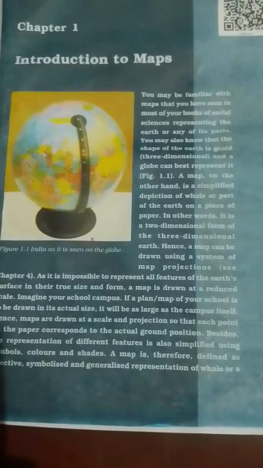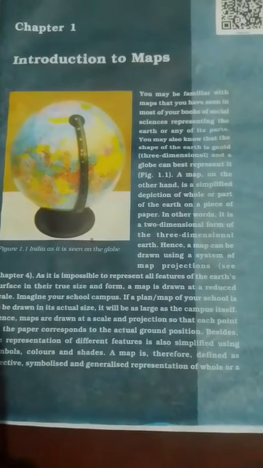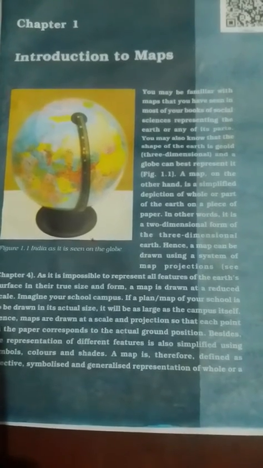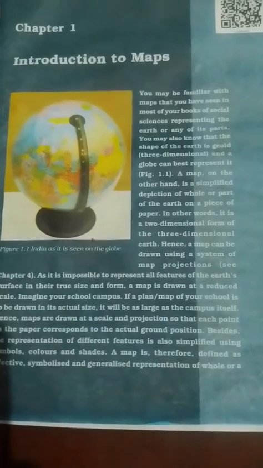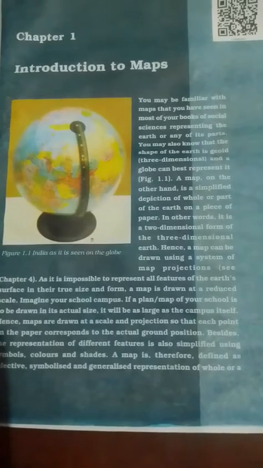So, here we talk about a map, which is actually a simplified depiction of a part of the earth or the entire earth, but it is represented on a piece of paper. So, it's a two-dimensional form of the earth. If you compare a map with a globe, the globe is a true representation of the earth because it's a three-dimensional representation. On a globe, we can see the actual shape of the earth, which is geoid or spherical. But on a map, we basically represent the earth on a paper, which is a plain sheet of paper.